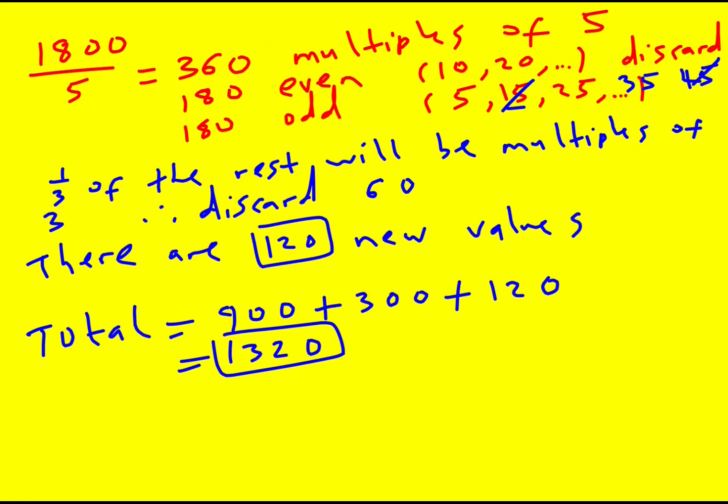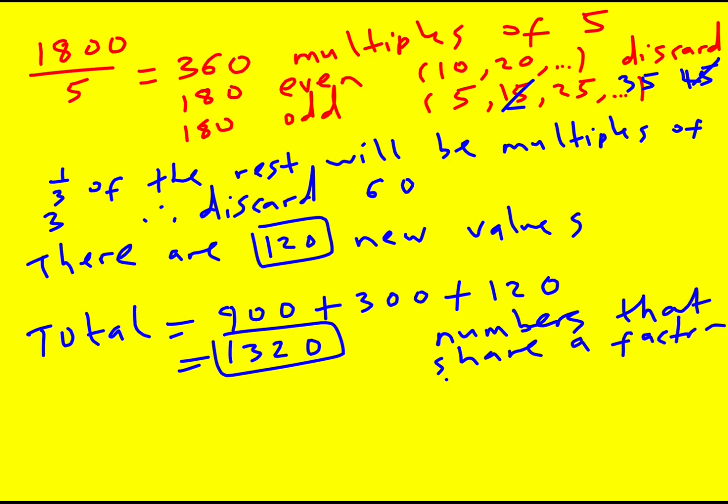So remember, this is the 1,320 numbers that share a factor greater than 1 with 1,800.